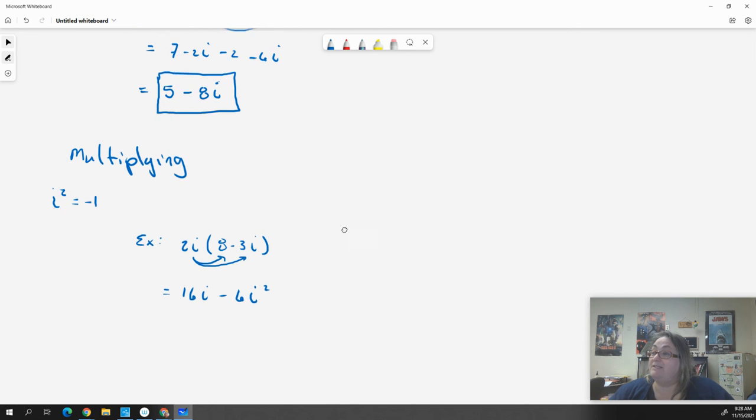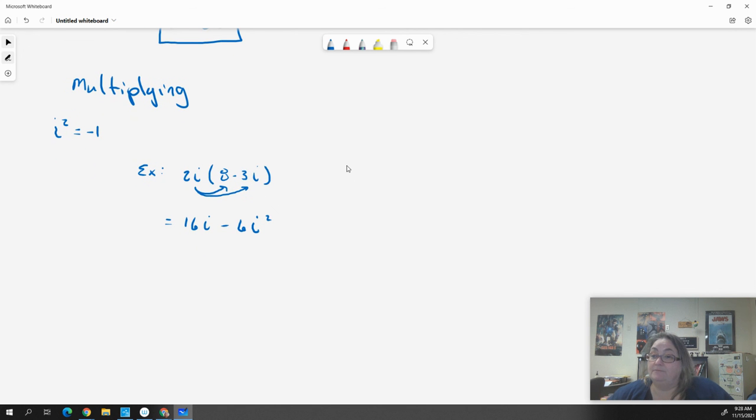right? What is i squared? -1. So ultimately, what that does is it changes this to 16i minus 6 times -1. So 16i minus 6 times -1 just gives me plus 6. Sorry, 16i. Don't mess that up.